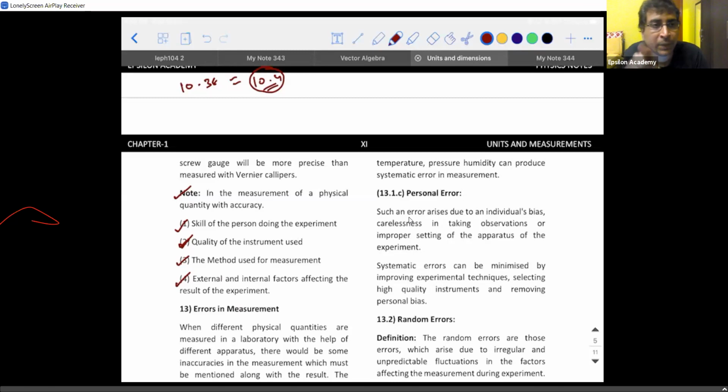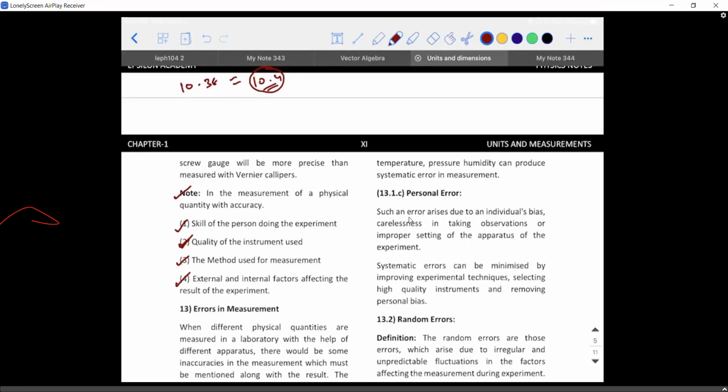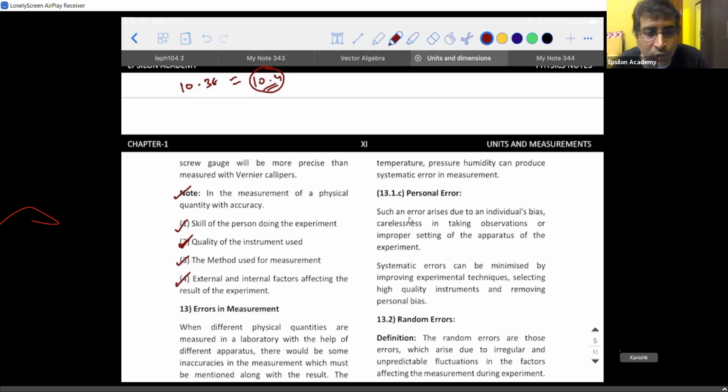So who will give a better answer compared to both? Ohm's law says resistance is dependent on temperature. So who will be able to give a precise, accurate answer? The person who switched off the circuit, because they are not increasing the temperature of the resistance. Or else, the resistance would have increased. So that's one of the parameters, the external and internal factors that are affecting the result of the experiment. Are you able to understand? So this is all about accuracy and precision.